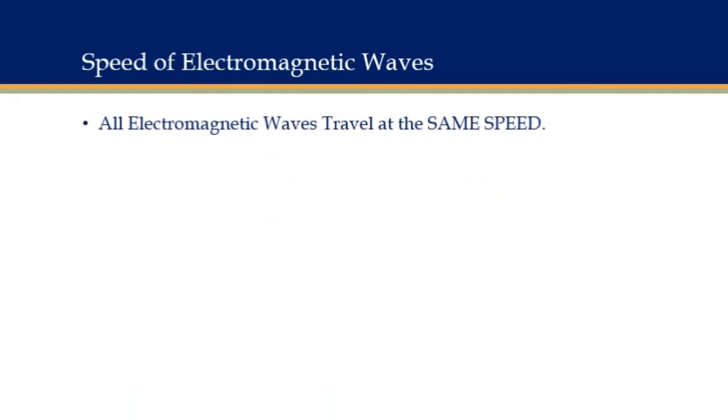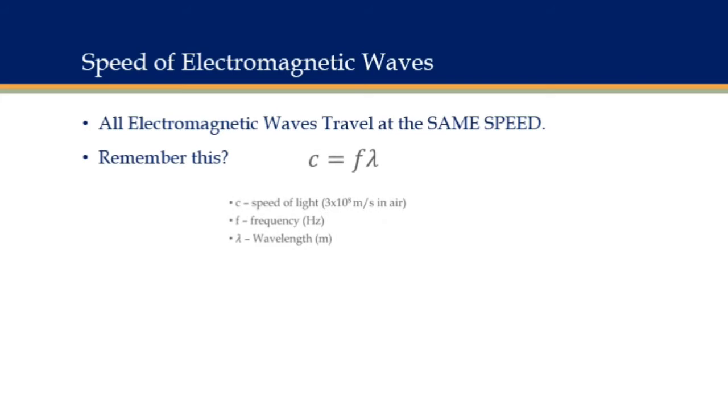So all electromagnetic waves travel at the same speed. So that speed that we mentioned earlier, remember this? C equals F lambda, speed of light, 3 times 10 to the 8 meters per second. That is the same speed for everything on the electromagnetic spectrum. Same theory or concept, that as frequency increases, wavelength decreases.